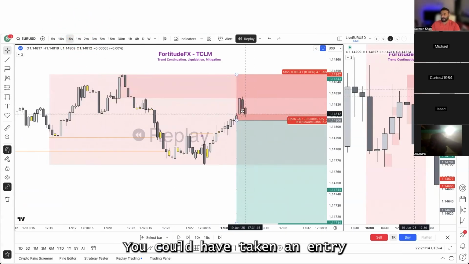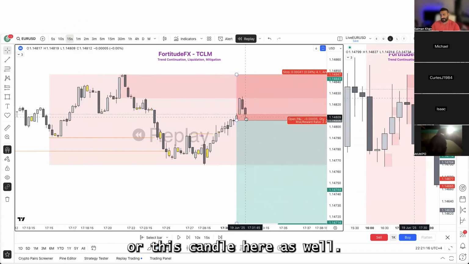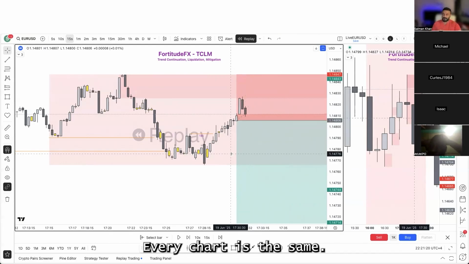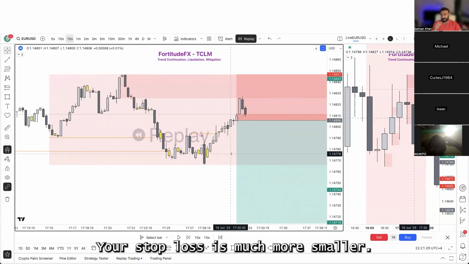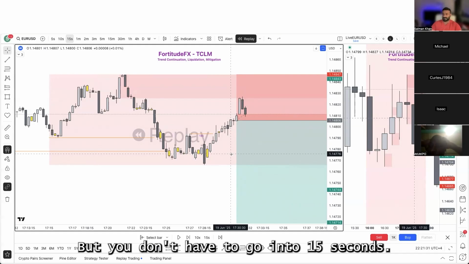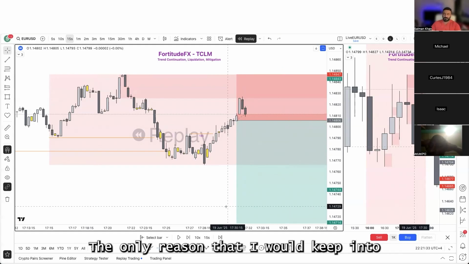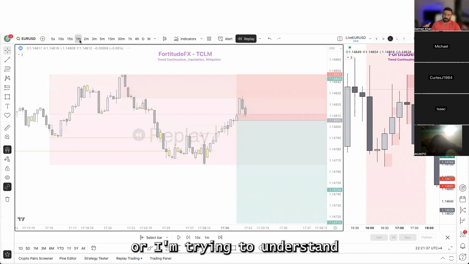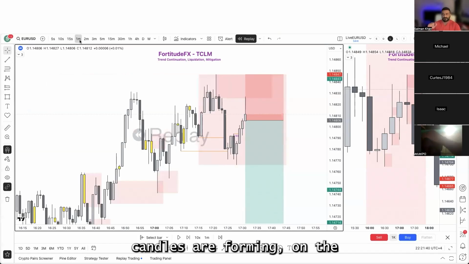Now, what you could have done, which is even more advanced, is take an entry at this candle here or this candle here as well, because these are reaction candles. Every chart is the same. The reaction candle on a 15-second chart is the same as on the 1-minute chart. Your zones are a little finer, a little smaller. Your stop losses are much smaller, but you don't have to go into 15 seconds. The only reason I would peep into this is when I'm trying to explain a point, or I'm trying to understand the bias on how the candles are forming on the 1-minute time frame.